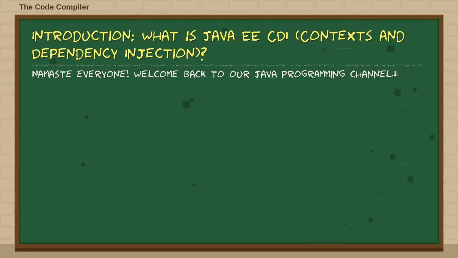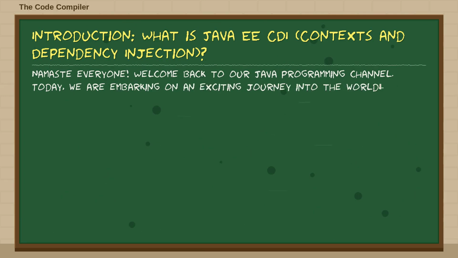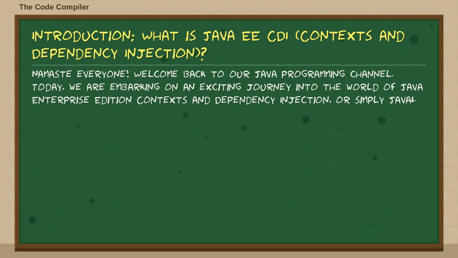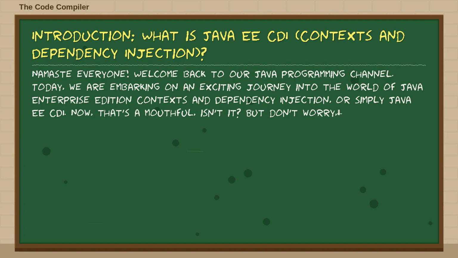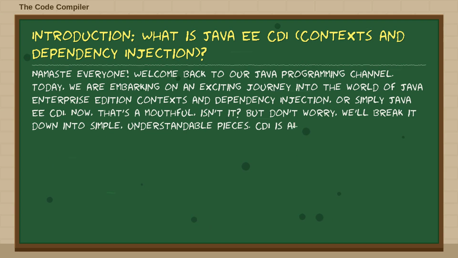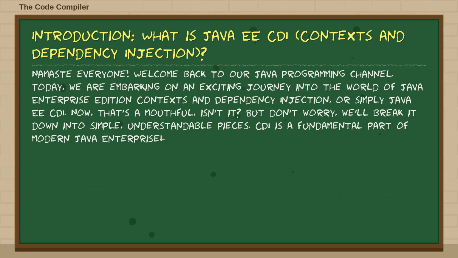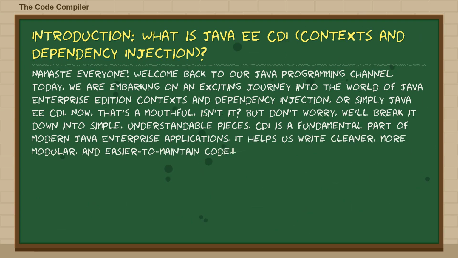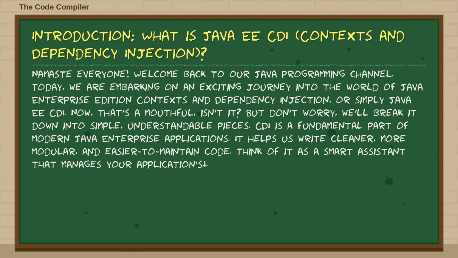Today, we are embarking on an exciting journey into the world of Java Enterprise Edition contexts and dependency injection, or simply Java EE CDI. Now, that's a mouthful, isn't it? But don't worry, we'll break it down into simple, understandable pieces. CDI is a fundamental part of modern Java enterprise applications. It helps us write cleaner, more modular, and easier to maintain code. Think of it as a smart assistant that manages your application's components for you.